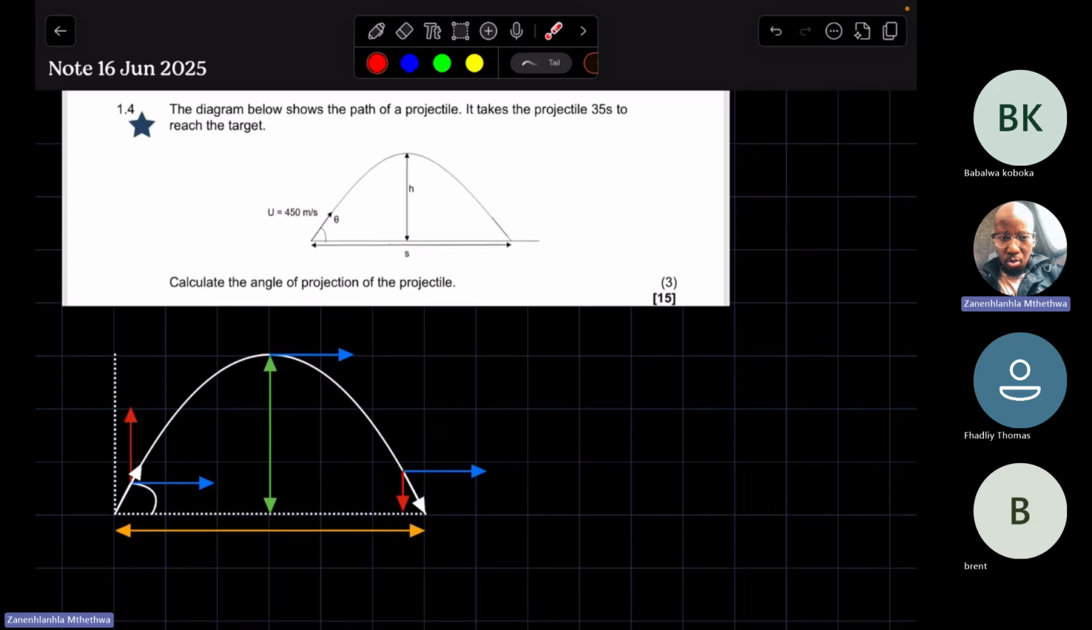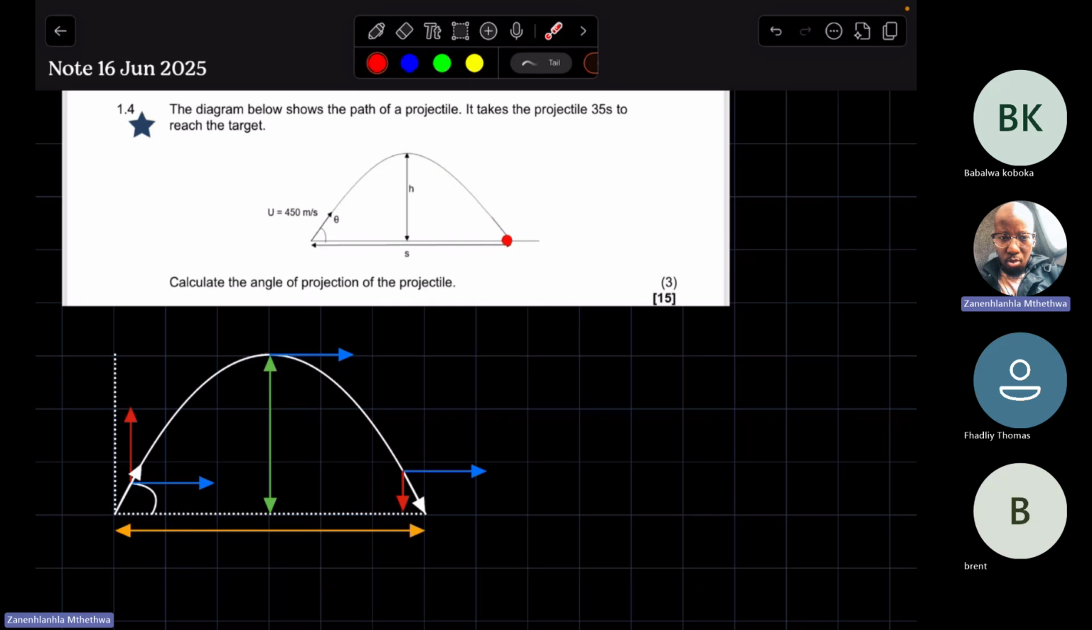So the diagram below shows the path of a projectile. It takes the projectile 35 seconds to reach the target. So you've been given a schematic illustration of the problem. The path of this projectile is projected from this point. It reaches the maximum height it can go up to, and then it falls back to the ground.